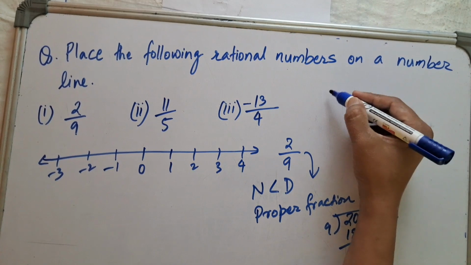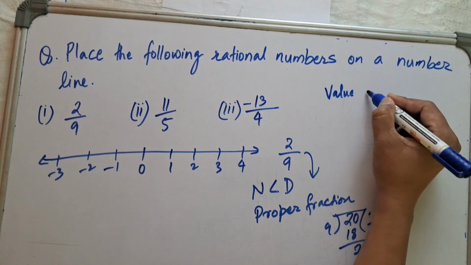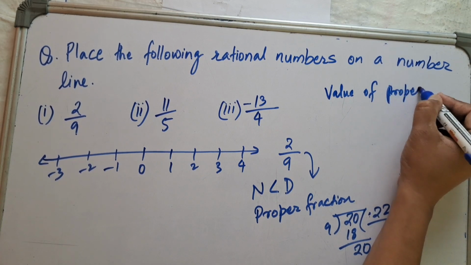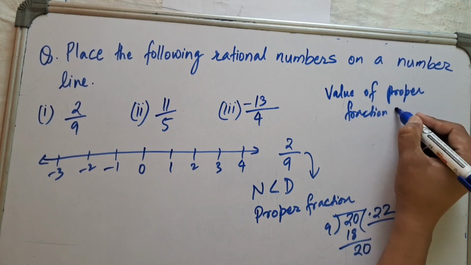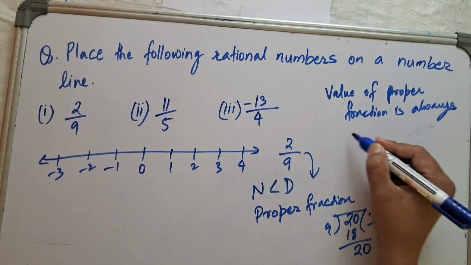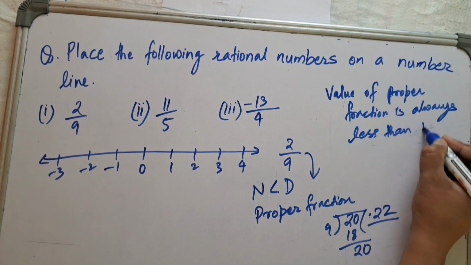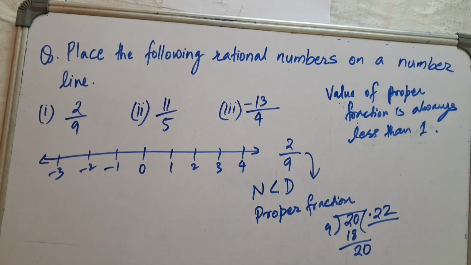So let me write this. Value of proper fraction is always less than 1. Okay, value of proper fraction is always less than 1.